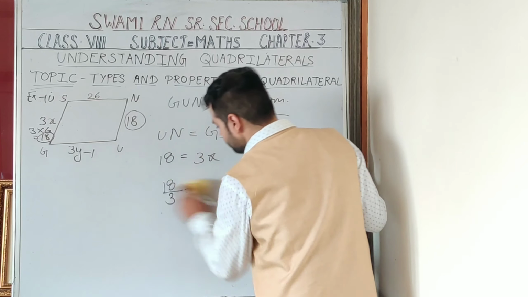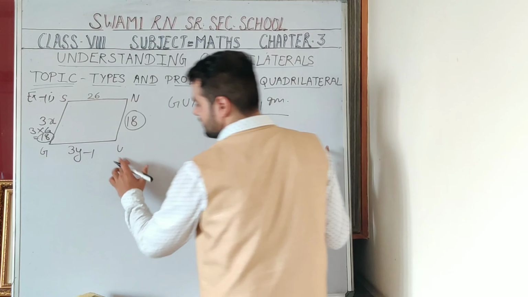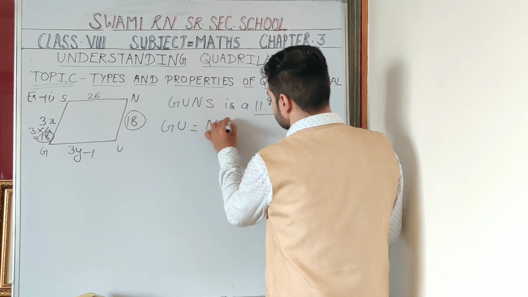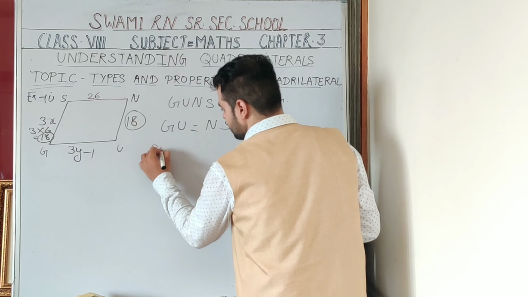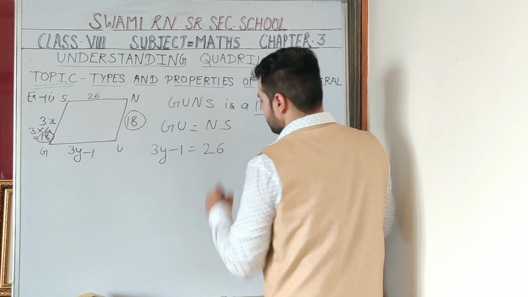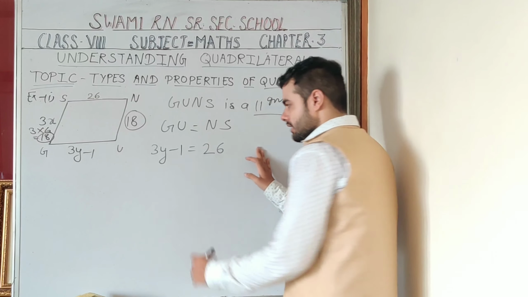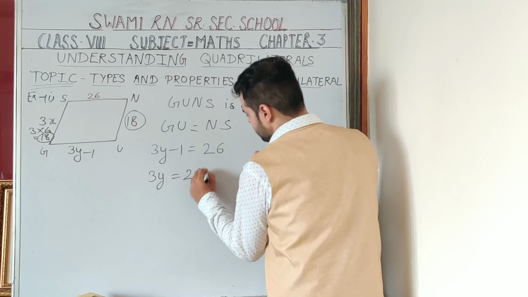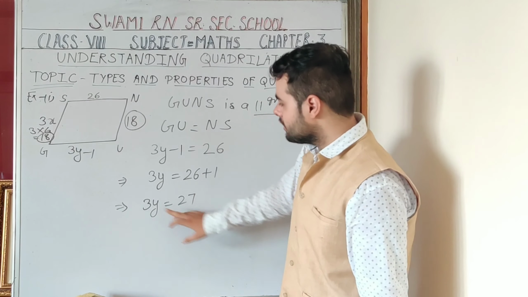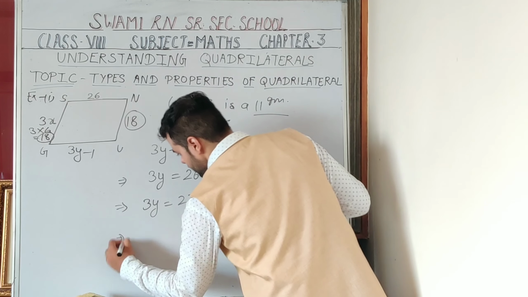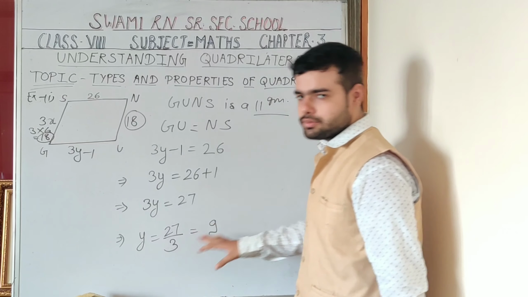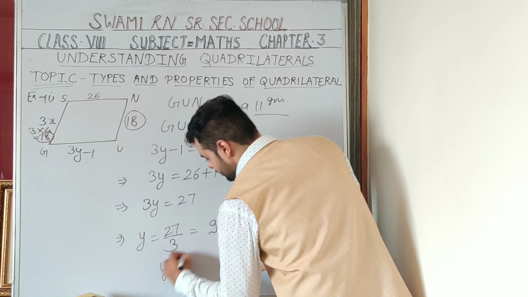So how will we solve them? Opposite sides, like GU is equal to NS. Okay students. Now put the values of them. That is 3y minus 1 is equal to 26. Now send this minus 1 across in the form of plus. That is 26 plus 1, which is equal to 27. Okay. Now send this 3 across to divide, and when we divide 27 by 3, we get the value of y is equal to 9. Okay, that is the value of y.